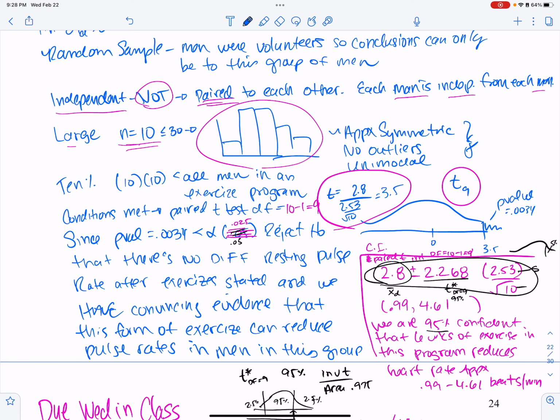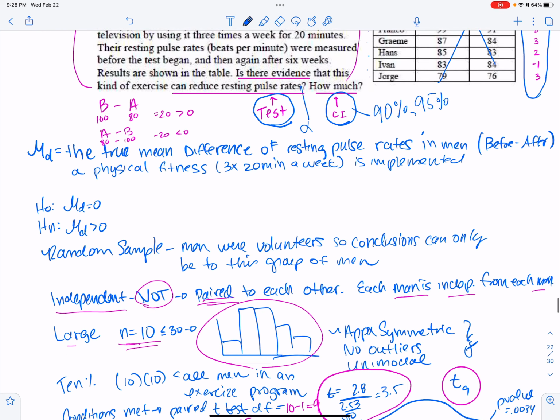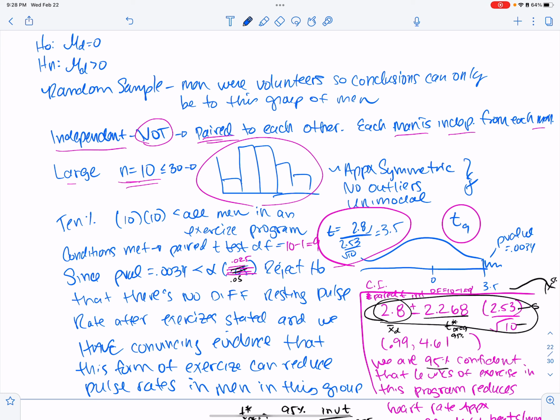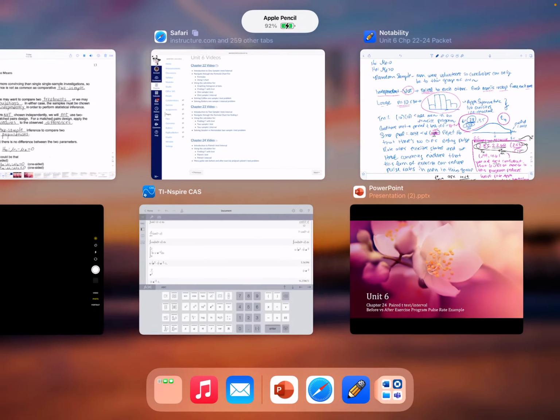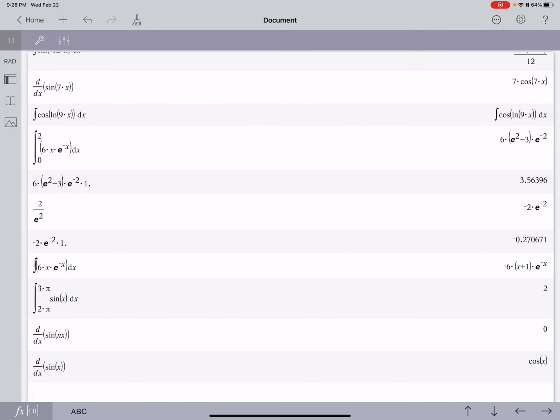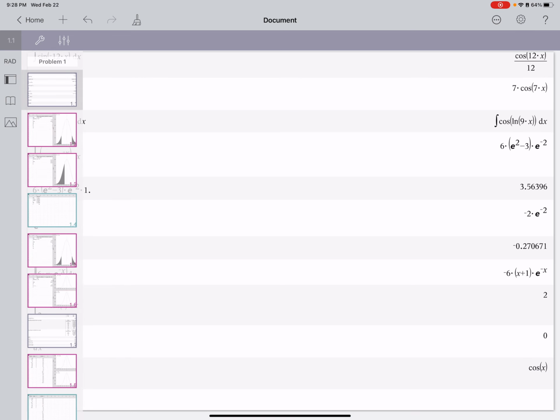So the conditions are met. Paired t-test, degrees of freedom 10 minus 1 equals 9, and don't forget to put your t equals 2.8. You want to see where that comes from? Of course you do. Here, what I did on my calculator, I found the 2.8, which is my d bar, and then I found 2.53, which is my standard deviation. But let's go ahead and show you. I'll show you how to find it in the calculator. All right.